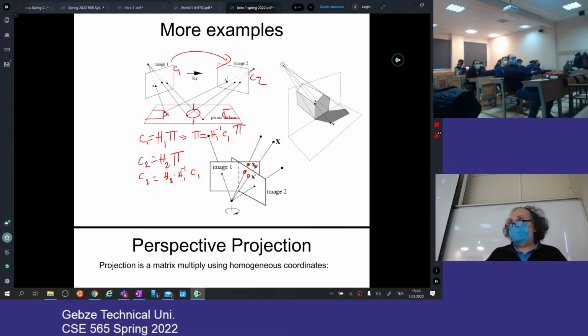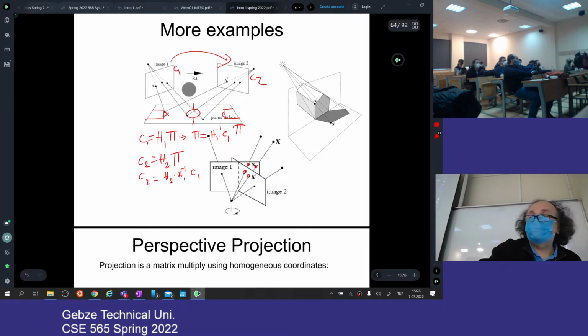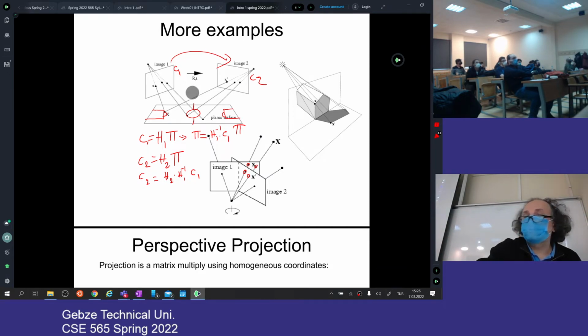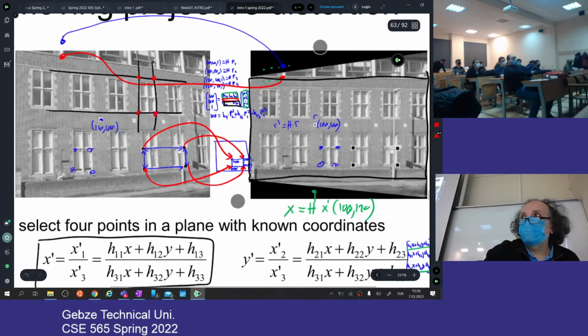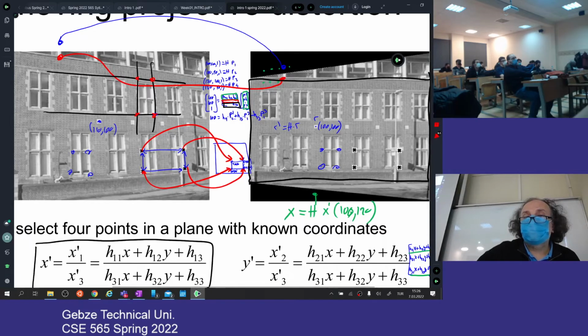Okay. Are there any questions? Yes. In the previous example, how do we set the H parameters? You mean this one? Yeah. How do we set the H parameters? H1, H2, H3.